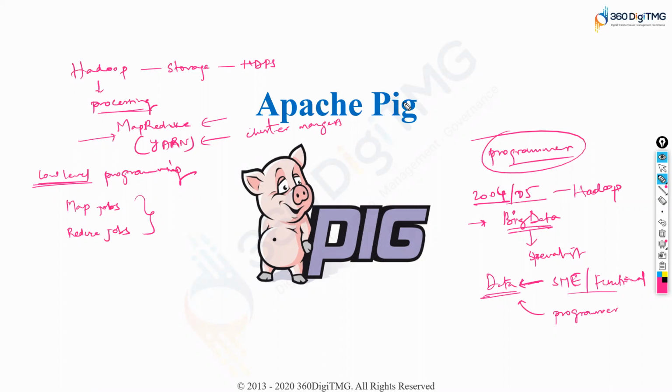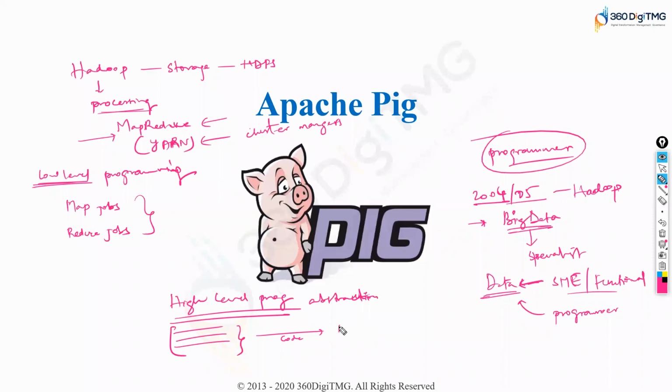Now, thanks to this feature, a lot of high-level programming abstractions were developed. When I say high-level programming abstractions, people used to write code in a very high-level abstraction, like a business language. They were not worried about jobs getting executed in the MapReduce framework. They were creating high-level code. Now, this code would be internally transformed into map and reduce jobs.